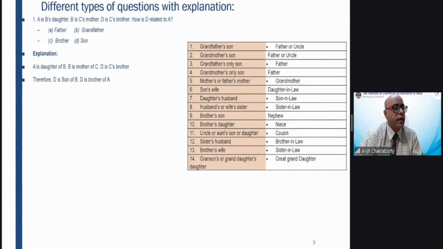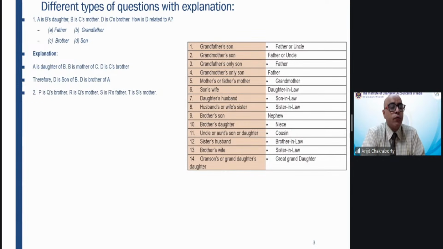From this, we can say that D is also the son of B because B is the mother of C. C's mother is B plus D is C's brother. That means we can say that C and D, if you see they are related, D is son of B and D is brother of A. Finally, from this, we can get the relationship.